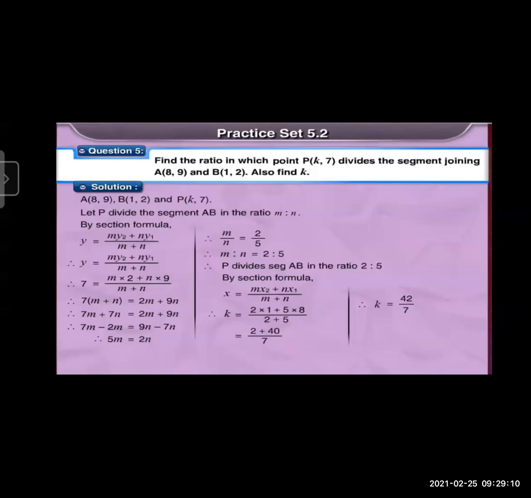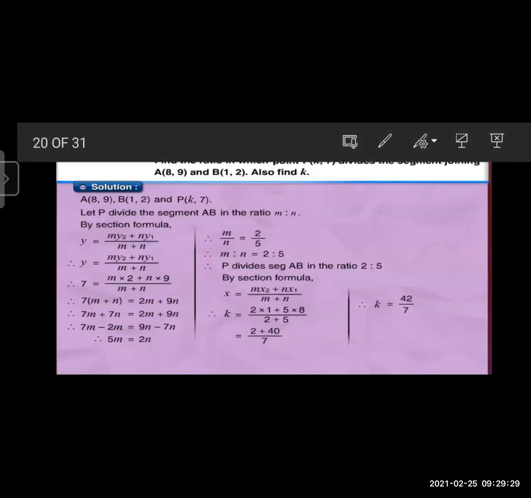Here point P divides the line segment AB in the ratio m is to n. First we find the ratio. We are using the section formula here: y is equal to (m y2 plus n y1) divided by (m plus n). In this question we have two methods for finding the ratio, but why are we using this y coordinate formula? Because here the x coordinate is k, and the y value is 7.